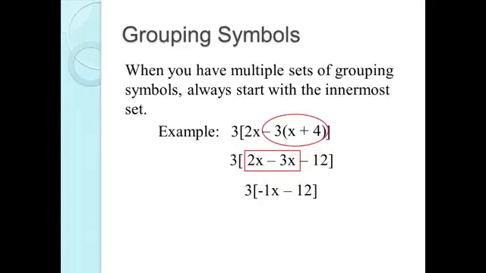Notice we have not distributed yet. All we did was rewrite the expression after we combined like terms. Since there is nothing left to combine inside the brackets, we can now take the 3 outside the brackets and distribute it to each of the terms inside. 3 times negative 1x is negative 3x, and 3 times negative 12 is negative 36. Our simplified expression is negative 3x minus 36.